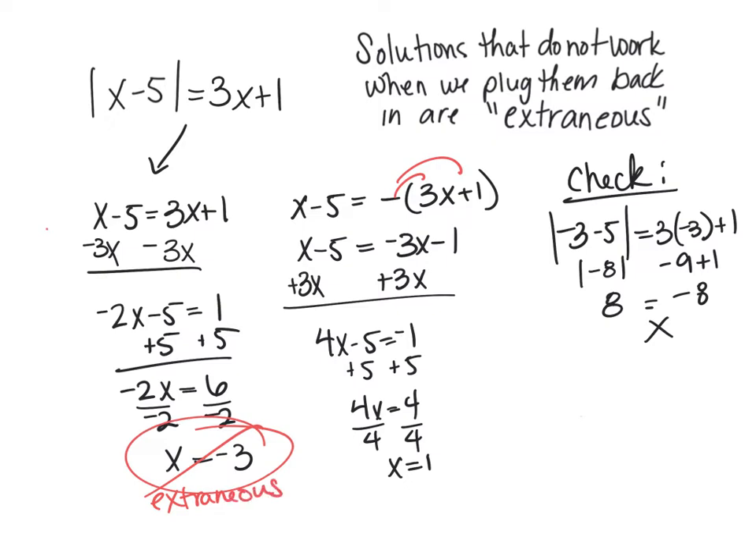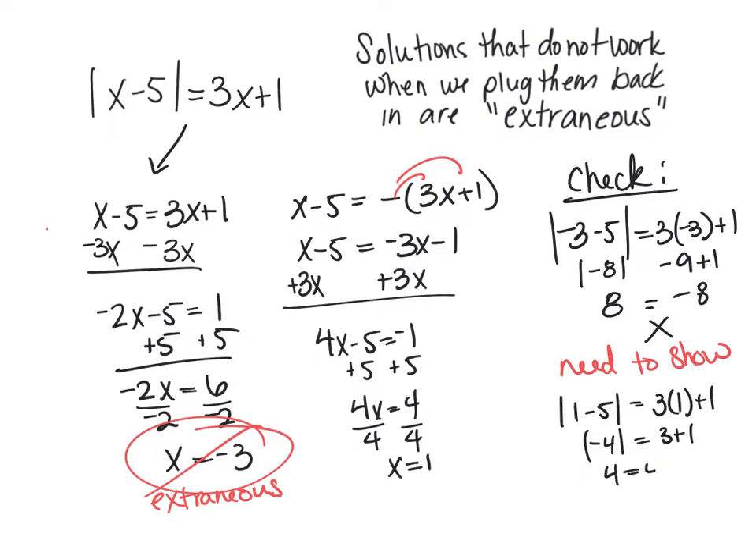You need to show this, okay? You need to show your check so we know which one is extraneous and how you got that. And then we'll just check the one in case. The absolute value of 1 minus 5 equals 3 times 1 plus 1. That's the absolute value of negative 4 equals 3 plus 1, and 4 equals 4. That one checks out, so our only answer is x equals 1.